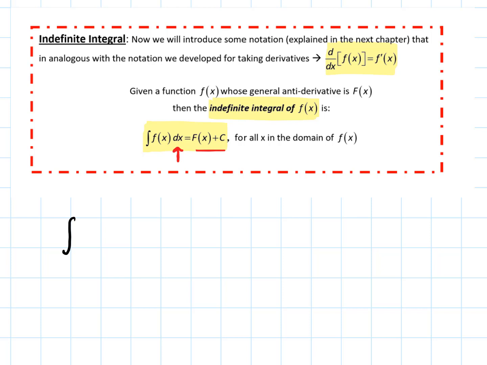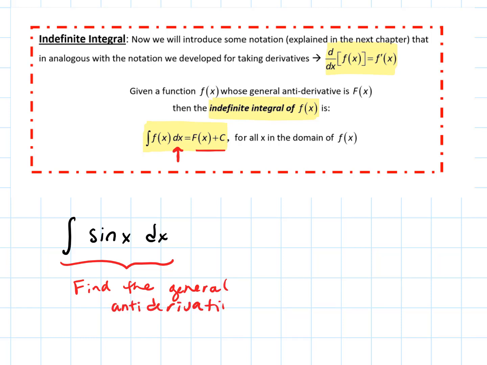So let's just look real quick at an example. If I saw this, if I wanted to find the indefinite integral of sine of x with respect to x, dx, that notation right there is asking me to find the general antiderivative of, in this case, sine of x. So what is the general antiderivative of sine of x? See if you can think of that.